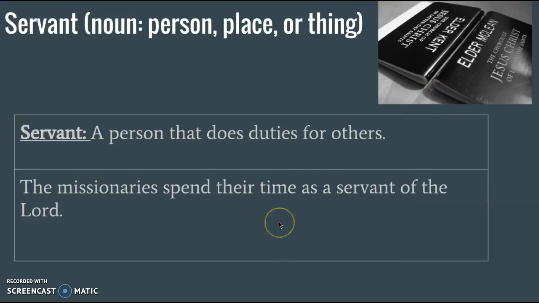So those are the words for this week. I hope this gave you a little deeper understanding of what those words all mean.